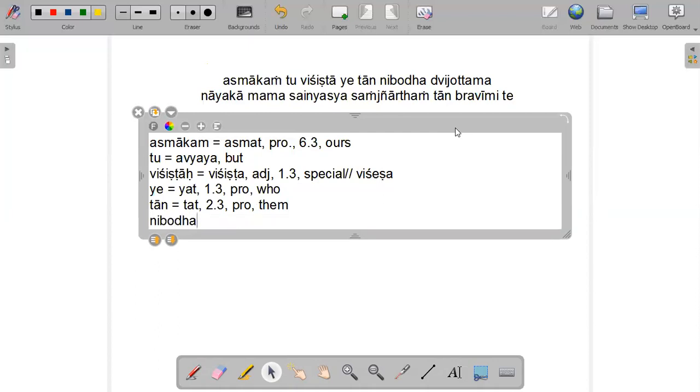Nibodha. What is it? Verb. Yeah, this is a verb. Anyone knows the root of this verb? Okay. So this is ni. So ni is a prefix, and the root verb is budh. Then there are some suffixes, and it becomes nibodha. And what does it mean? Please know.